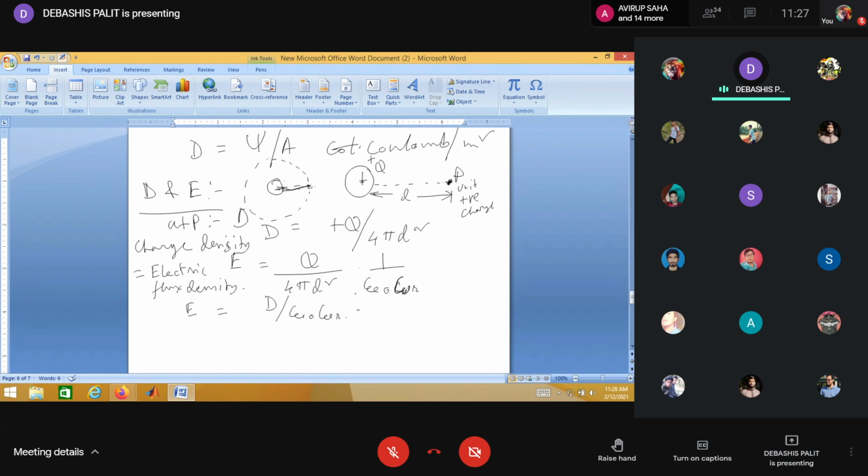Actually, electric charge is not another thing from the electric flux. Whenever you consider electric charge, that is nothing but the electric flux. In case of magnetic field, the magnetic flux is there, but magnetic charge is not there. But electric charge is analogous to the electric flux, just like magnetic flux.